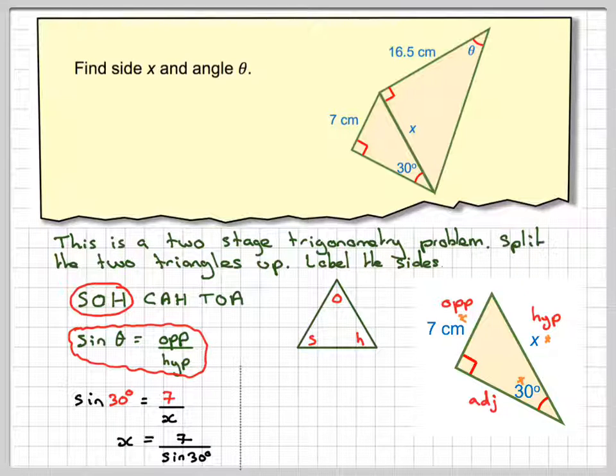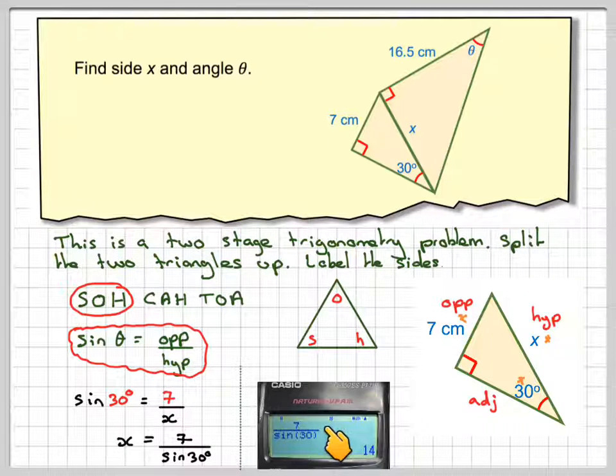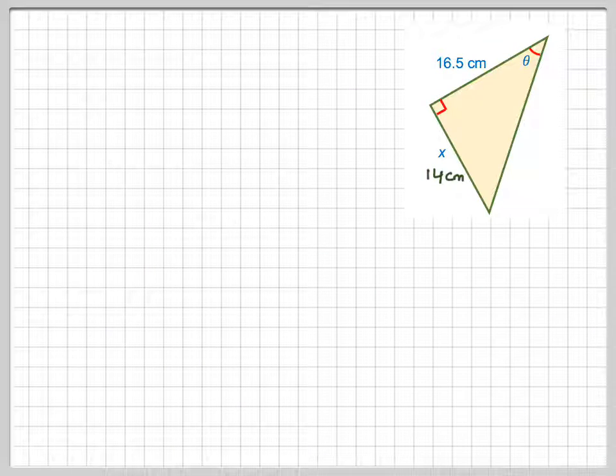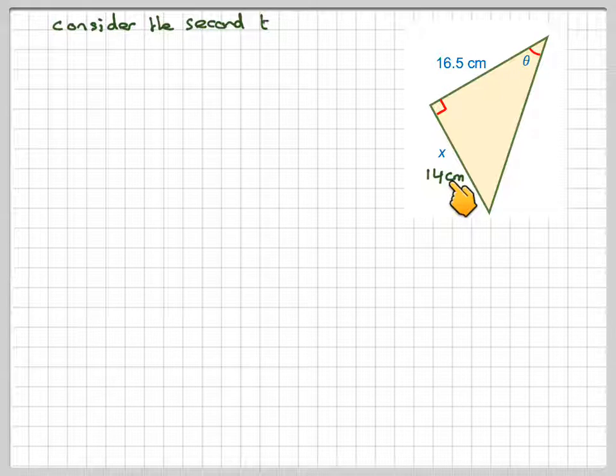And then I just plug that into my calculator, making sure I'm in degree mode. 7 divided by sine 30 is 14. So x will be 14 centimeters. Right, next thing we do is we now consider the other triangle, which is this one here. And we mark now that x is 14 centimeters.